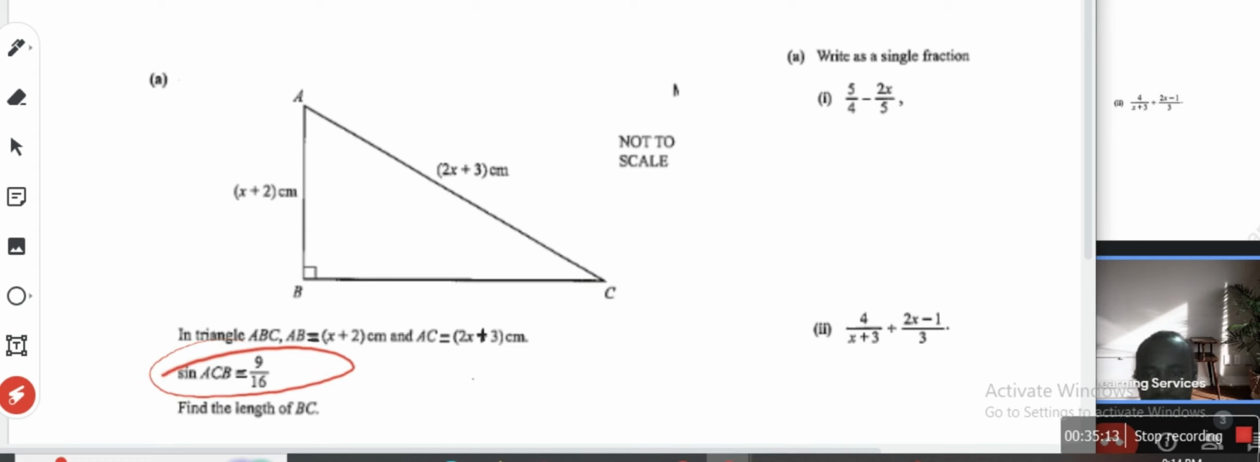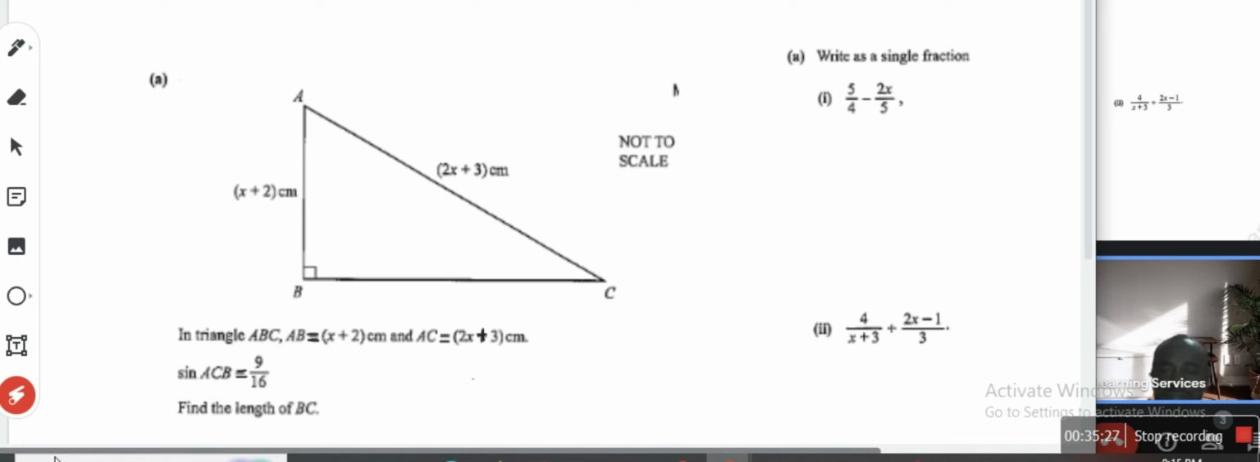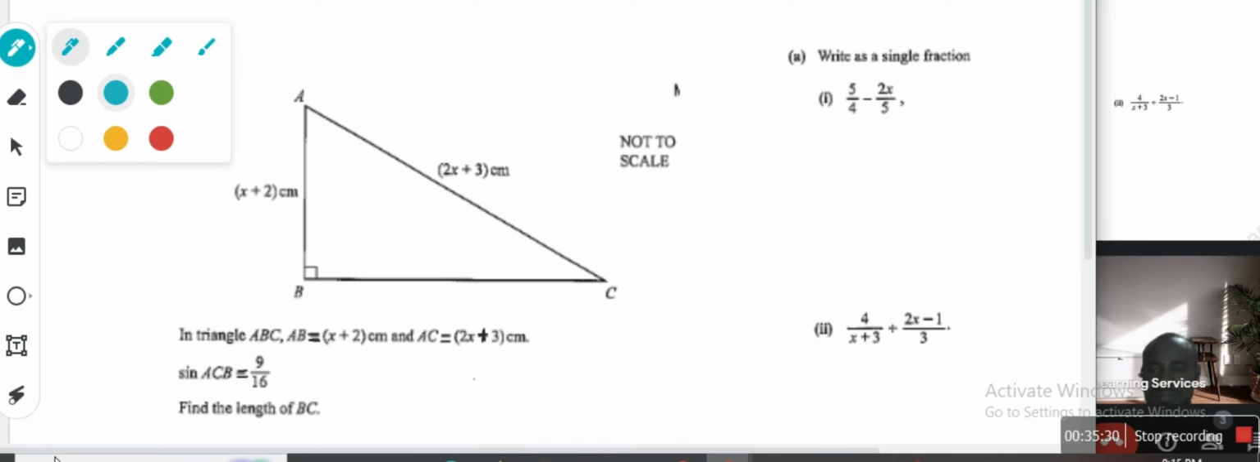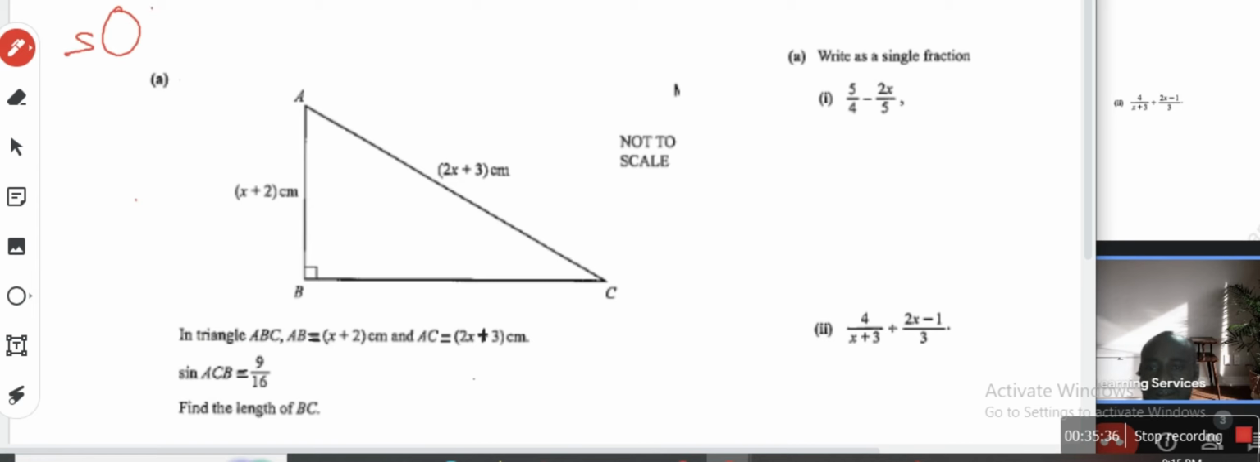You have more information to help you with. Look, it says sine ACB is 9/16. What's sine, by the way? I don't know how to explain it, but it's trigonometry ratios. You know what I mean by sine: sine is what over what will give you sine. Trigonometry ratio.